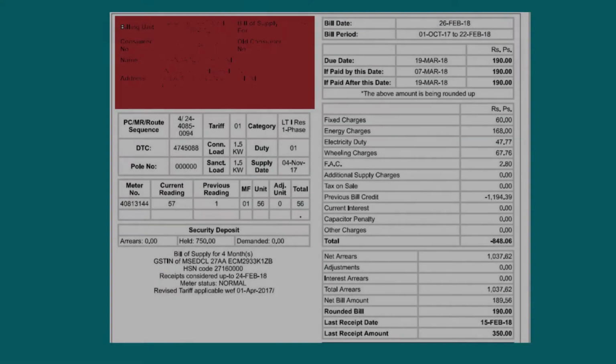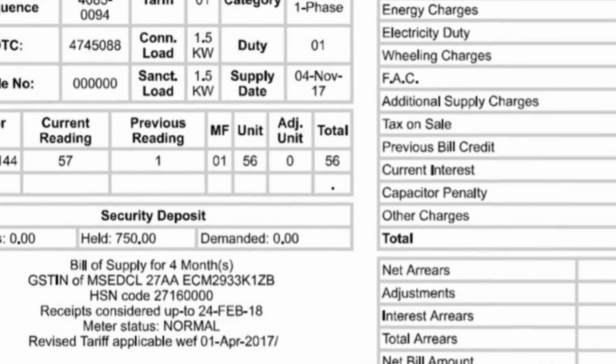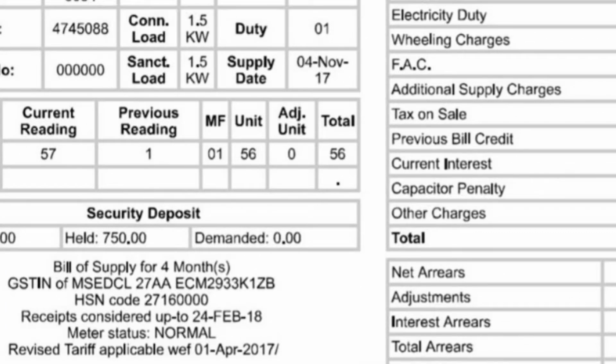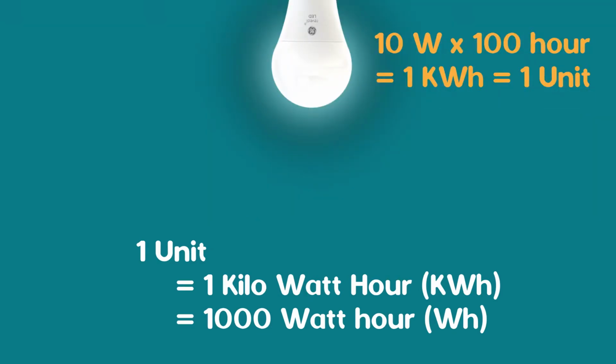In an electricity bill, you must have noticed that energy consumption is mentioned in the form of units. 1 unit is nothing but energy equal to 1 kilowatt hour or 1000 watt hour. If a 10 watt bulb is kept on for 100 hours, then 1 unit of energy will be consumed.